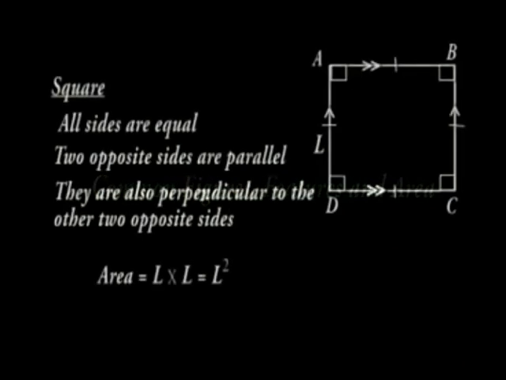A square. All sides are equal, two opposite sides are parallel, and they are also perpendicular to the other two opposite sides. The area of a square is given by length times length, which is length squared.